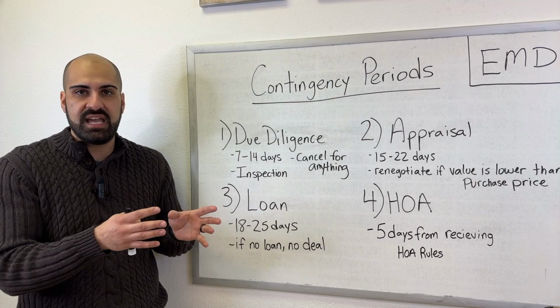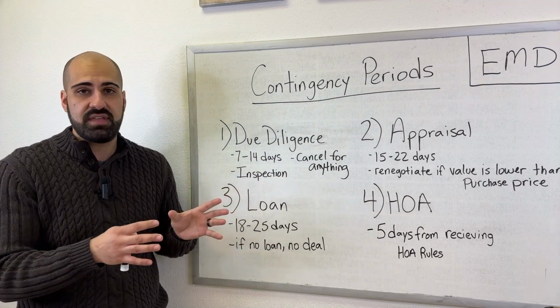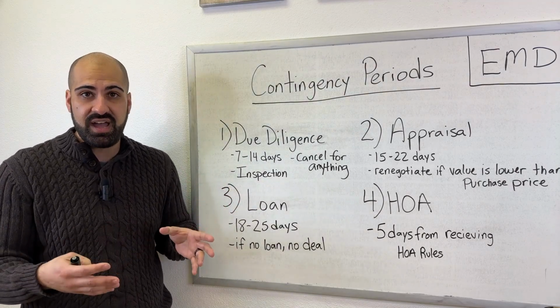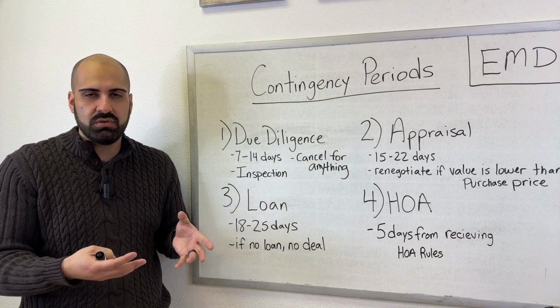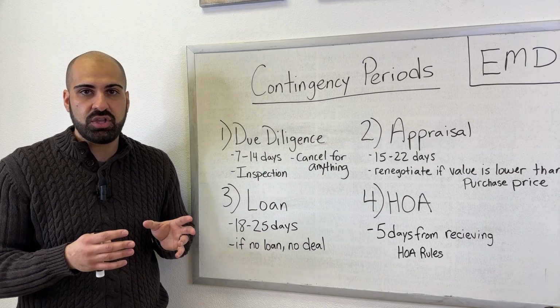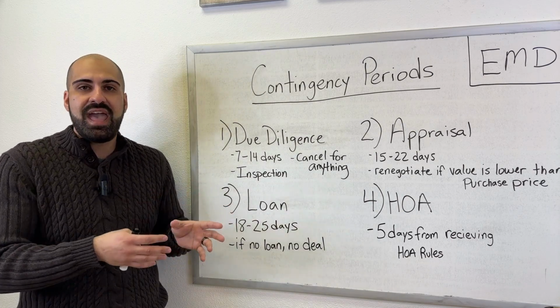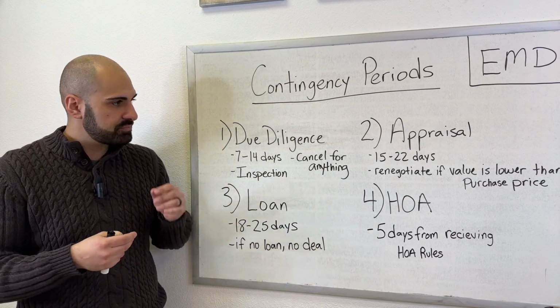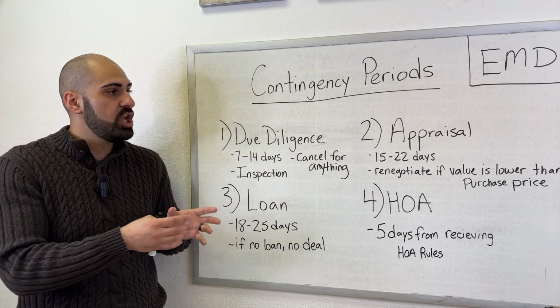So if it comes back, let's say, that the value of the home is not $500,000, but it's instead $475,000, which is what they were going to lend you, they're going to be like, hey, we can't give you that much anymore, right? We can give you maybe $450,000 now. You need to go back to the seller and get them to come down on their price. So the contingency states that you can renegotiate.